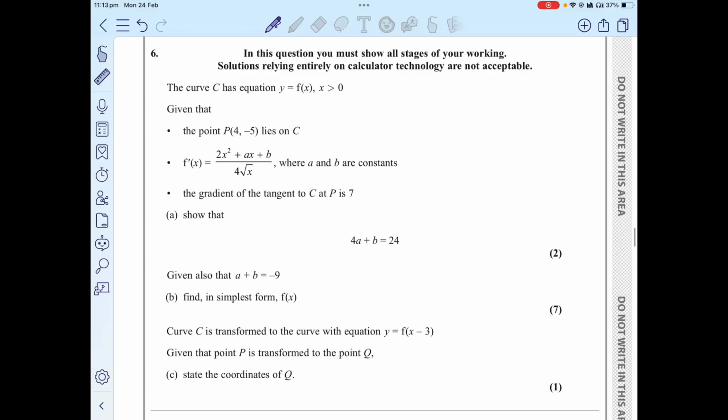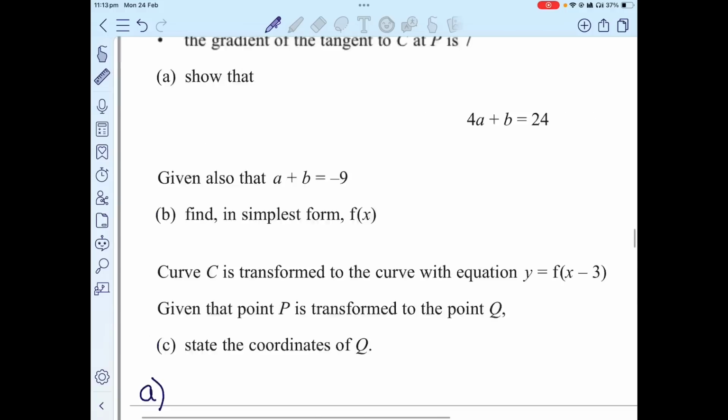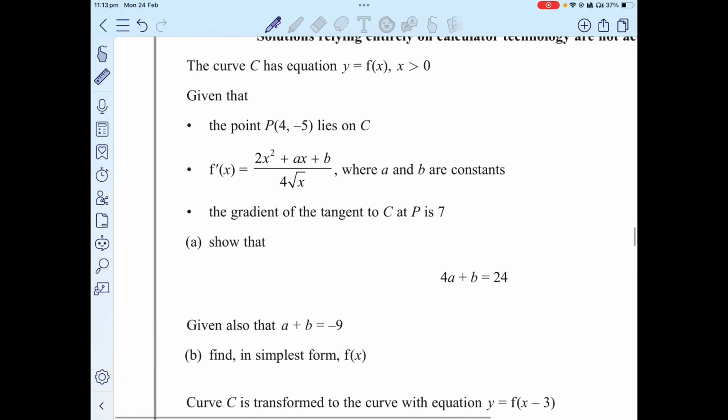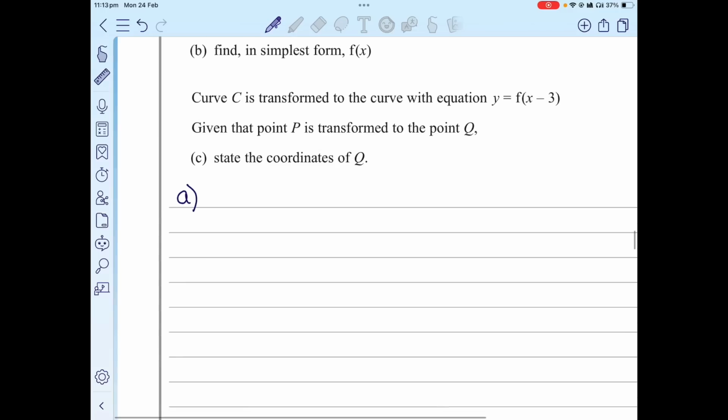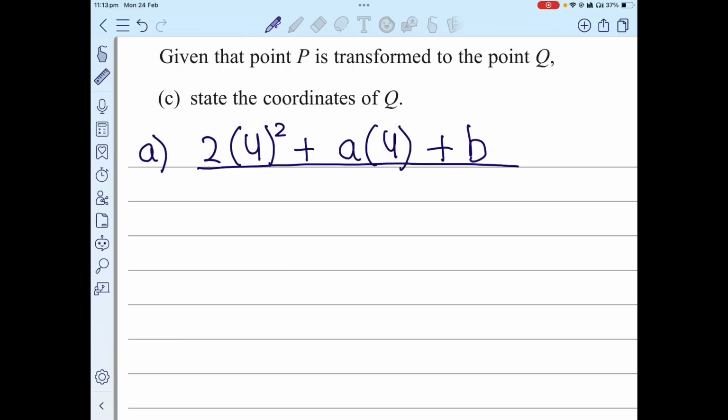Show that 4a plus b is 24. They've given us the gradient function, which is f dash x already. If I substitute the x value 4, I should get 7, right? So that's simple. I'm going to take my gradient function and substitute 4 in it: 2 into 4 squared plus a into 4 plus b, divided by 4 root 4, is equivalent to the gradient, which is given as 7.